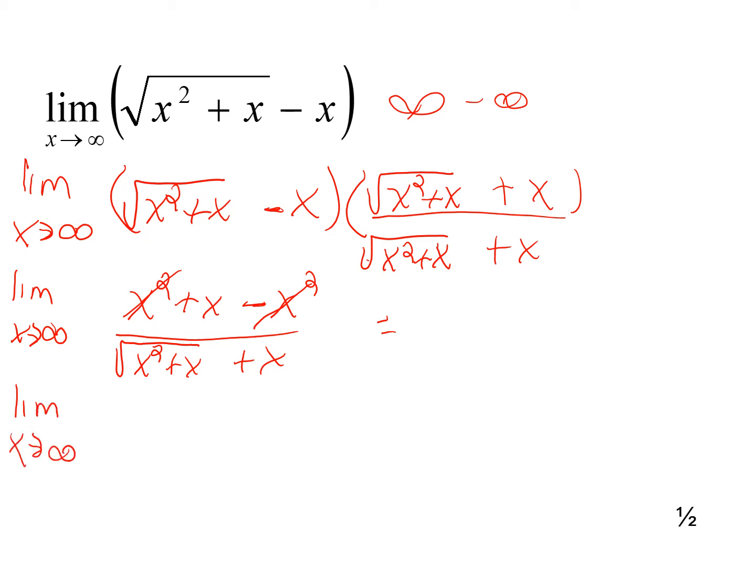I get x in the numerator, and the square root of x squared plus x, plus x. Now, if I do a direct substitution, yes, I get infinity over infinity. But the problem with this is that this radical will not go away. And I will continue to get that in some form or another.